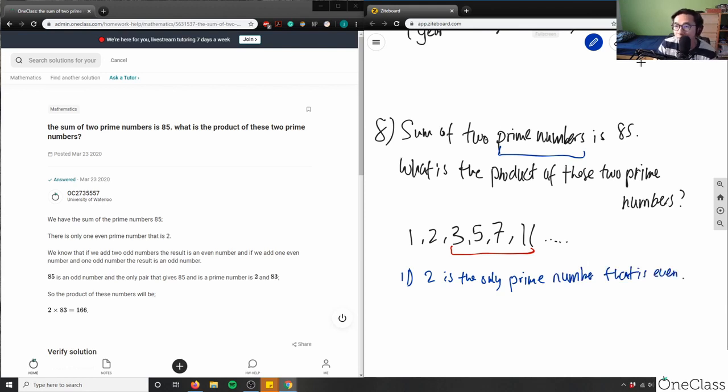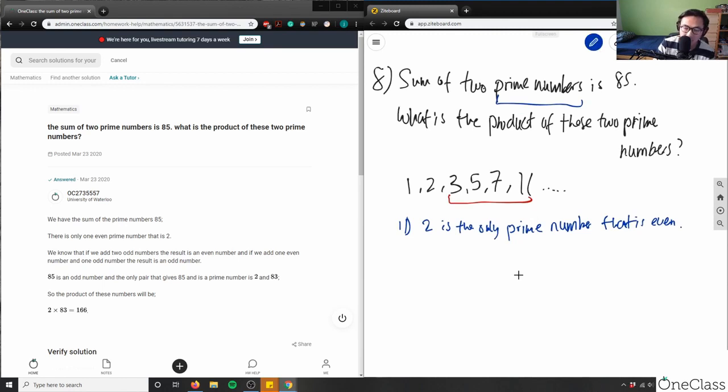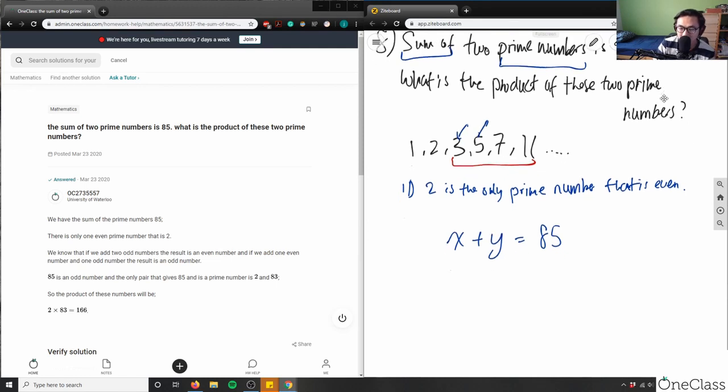Okay, sweet. And then what happens if I add two odd numbers together? These are all odd numbers, right? So if I took 3 plus 5, and we're talking about the sum, it's x plus y equals 85. Let x be the first number, let y be the second number. If x and y were both odd, what result would I get? If I have 3 plus 5, they're both odd numbers, and if I add them together I get 8, which is an even number. If I add 5 and 7 together, I get 12, which is also even. And 7 plus 11, both odd numbers, gives me 18, which is an even number.